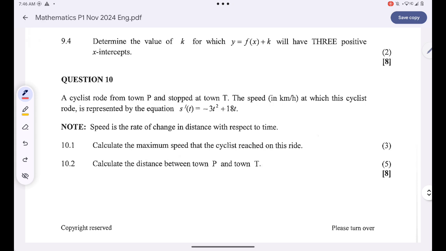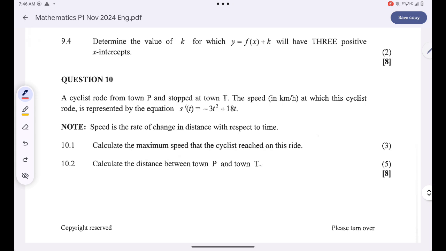Over here, guys, we're told that a cyclist rode from town P and stopped at town T. The speed in kilometers per hour at which the cyclist rode is represented by that equation over there. Note that speed is the rate of change. Speed is the rate of change in distance with respect to time.